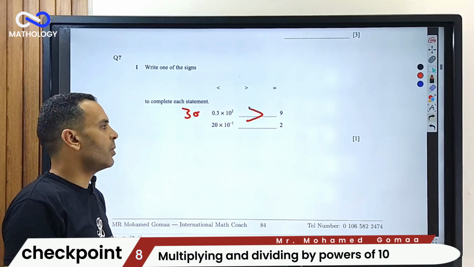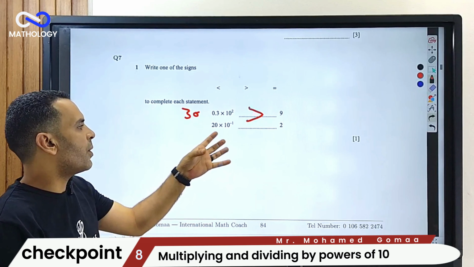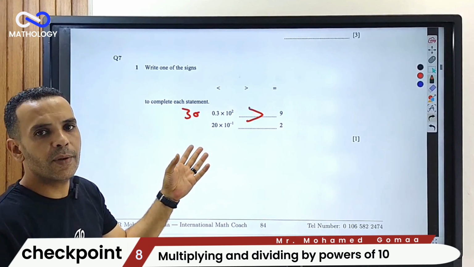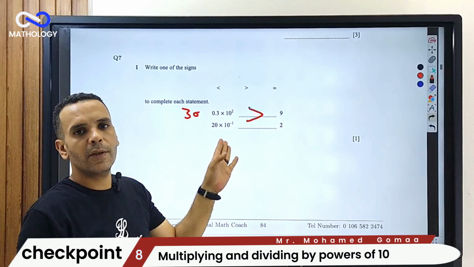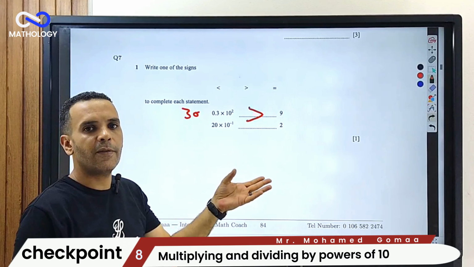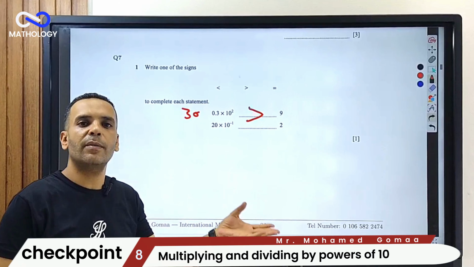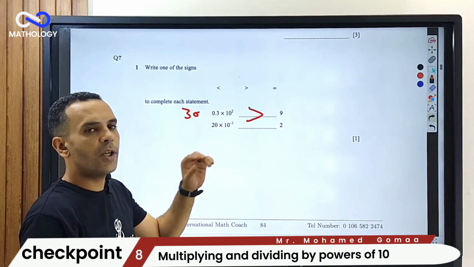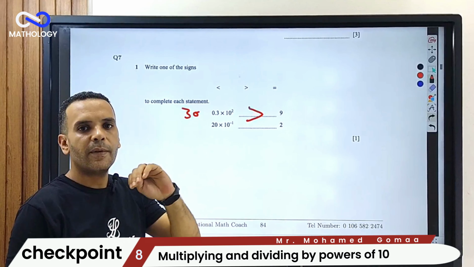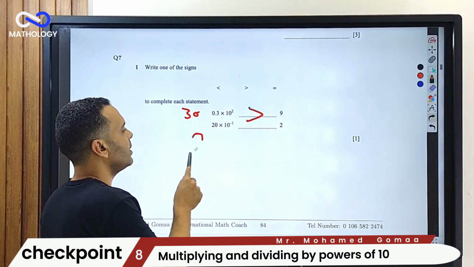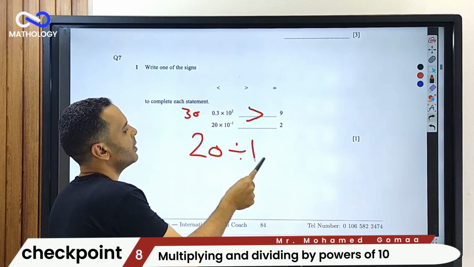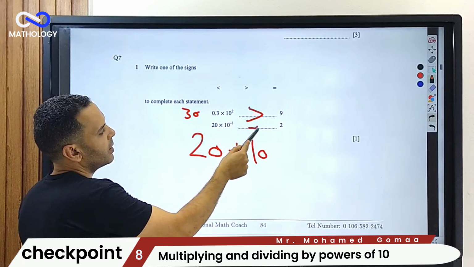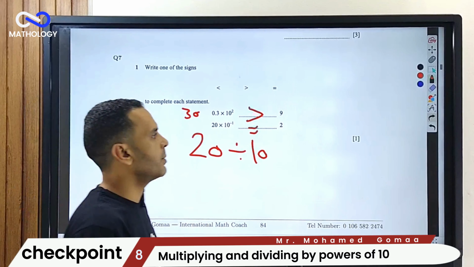As I said before, when you multiply by 10 to a negative power or divide by 10 to a negative power, keep the first factor, change the sign of the operation. If you have multiplication, make it division. If you have division, make it multiplication. And change the power above the 10. It will be 20 divided by 10 power 1. It will be 2. 2 equals 2, like this.